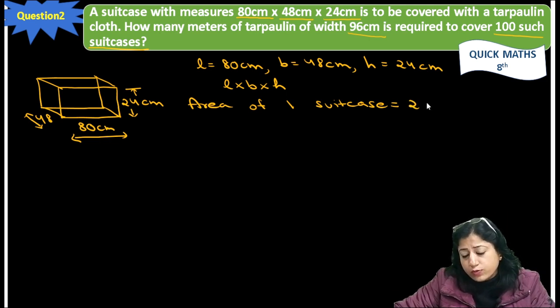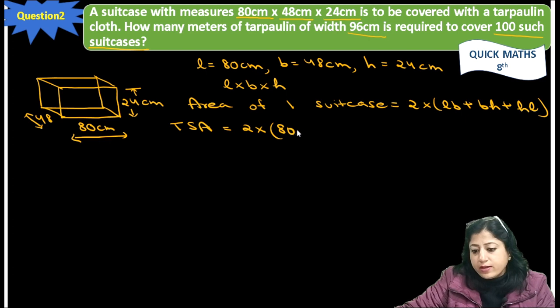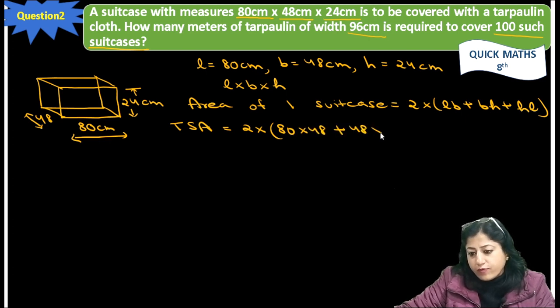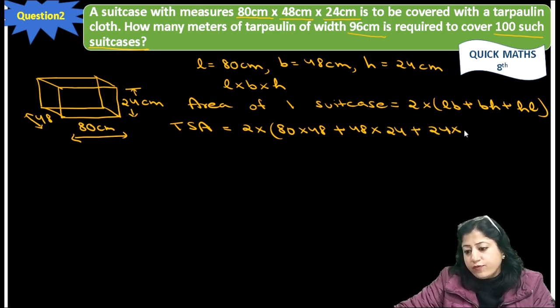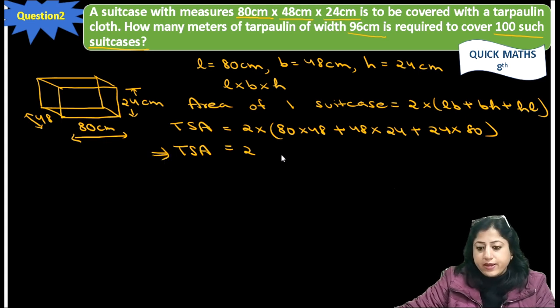Total is 2 times LB plus BH plus HL. So total surface area, represented by TSA, is equal to 2 into LB, meaning 80 multiply 48, plus 48 multiply 24, plus 24 multiply again 80.